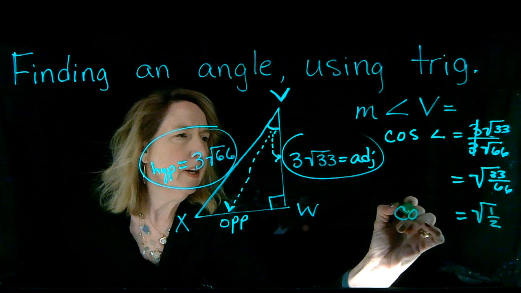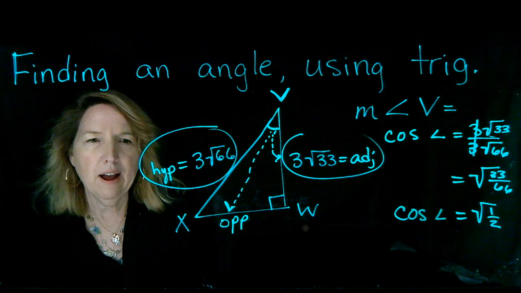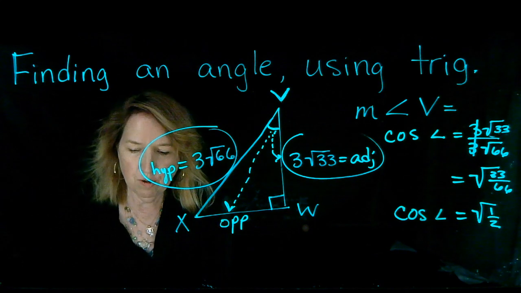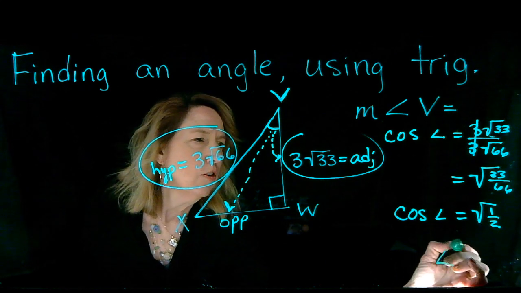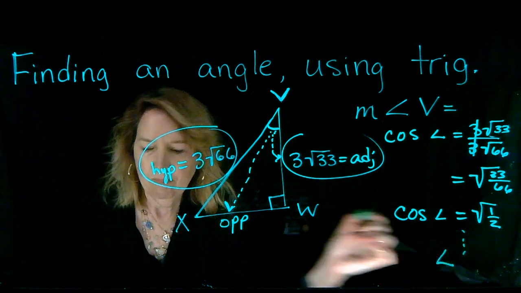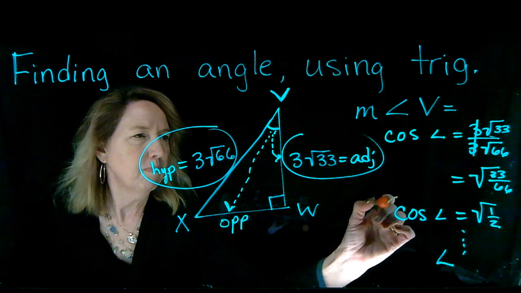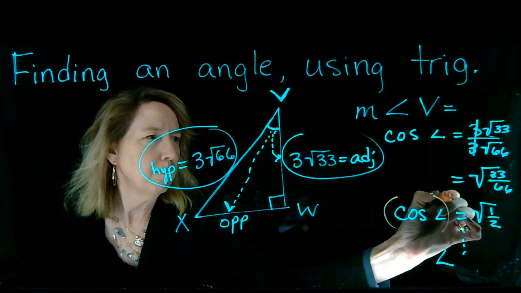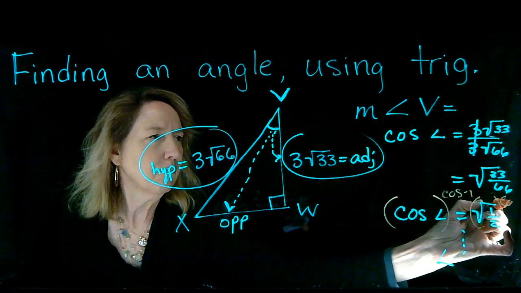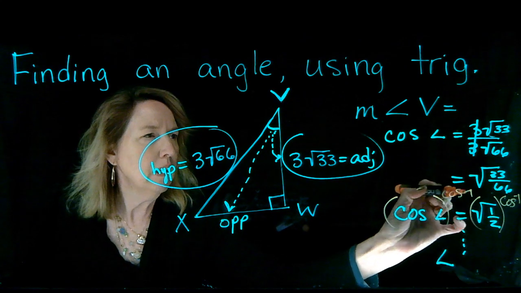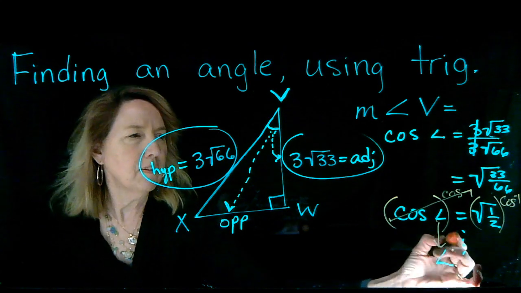So what we're really working with here is the cosine of the angle is equal to the square root of 1/2. What to do? Well, the goal is to get the variable by itself. So we need to get rid of cosine. And the way we do that is by taking the inverse of cosine. What you do to one side, you must do to the other. That will allow this to cancel, giving you the variable, the angle symbol all by itself.